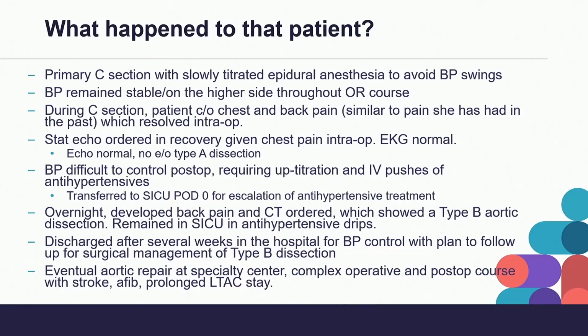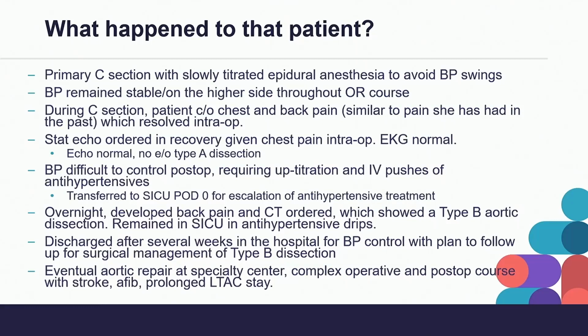So circling back to that patient, she had a primary C-section with a slowly titrated epidural to avoid blood pressure swings. And her blood pressure was pretty stable, but on the higher side during the C-section, probably like 140s, which was not my favorite when I reviewed the record. And during the C-section, she actually did complain of chest and back pain, which resolved intra-op, but given that, when she got to recovery, they ordered a stat echo just to evaluate for type A dissection.